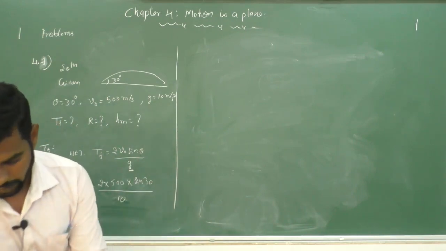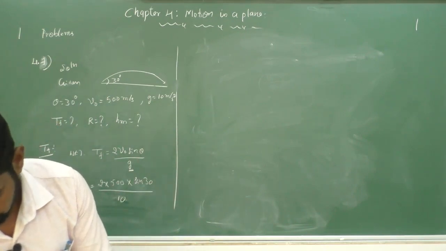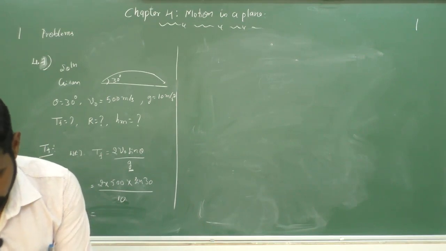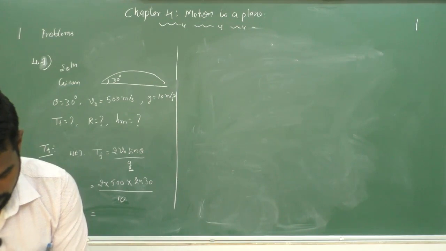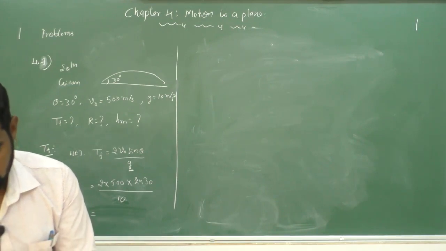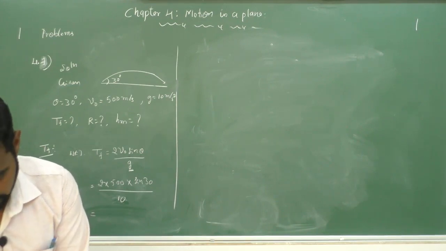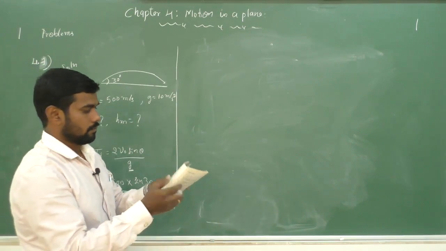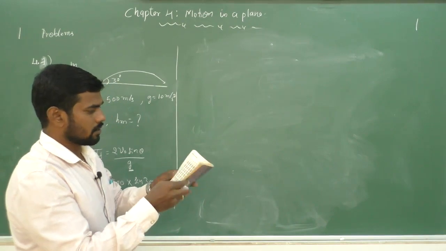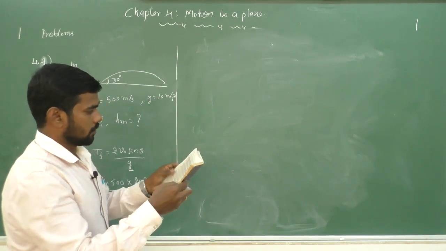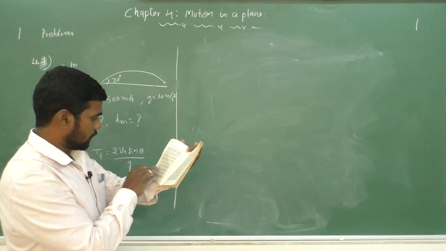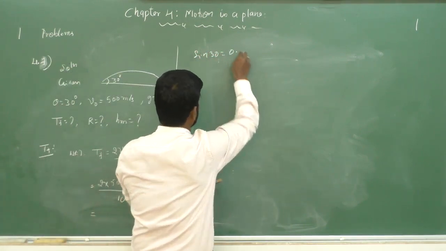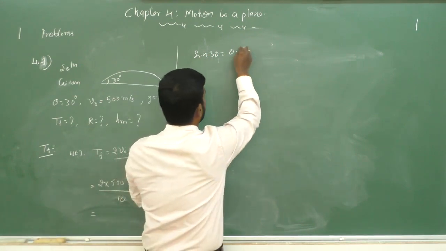Sin 30 value in the previous example. Sin 30 value, how much? We just found out sin 30. We know that sin 30 value is given by 0.5, just 0.5.